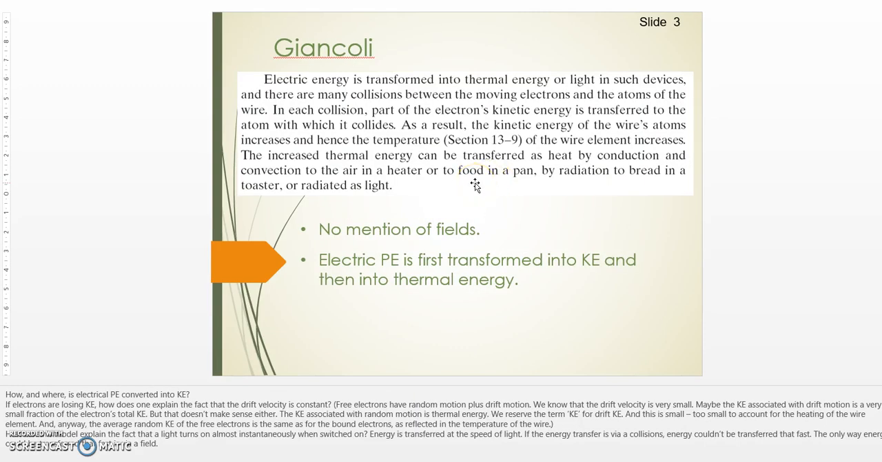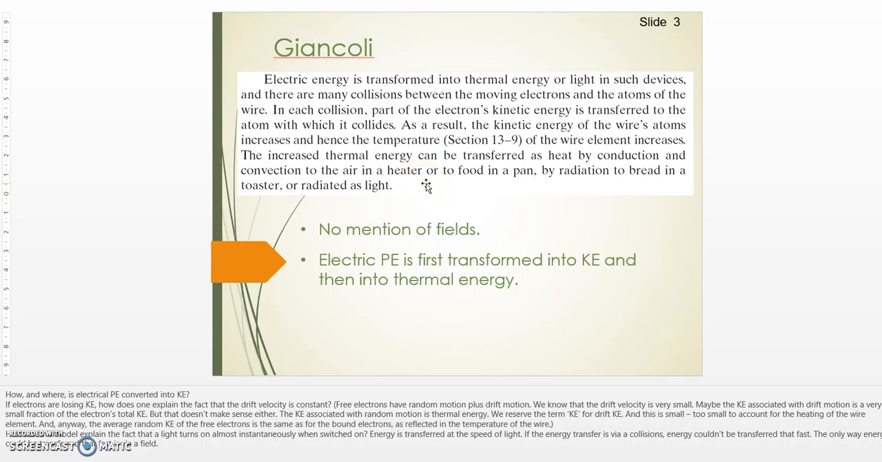Alright, energy in electrical circuits, how is it transmitted? First textbook I looked at was Giancoli's textbook, and here is his paragraph describing how energy is transmitted. And this was my first surprise when I looked at all the textbooks. Discussions of energy in electrical circuits were very brief and very sketchy.